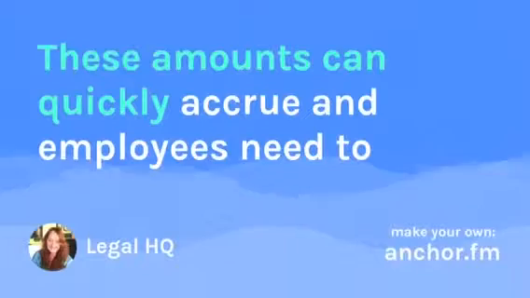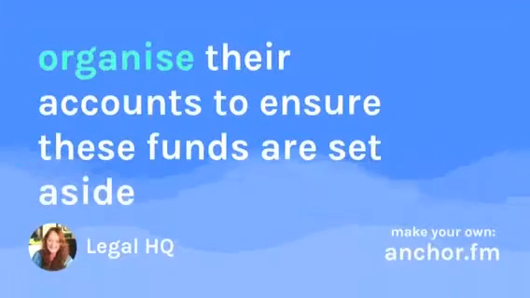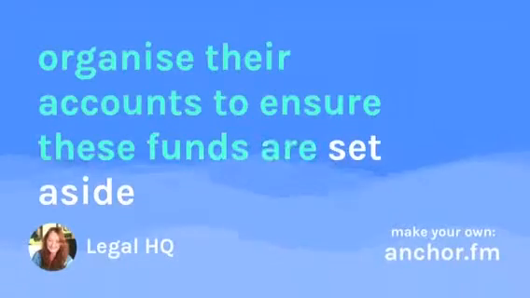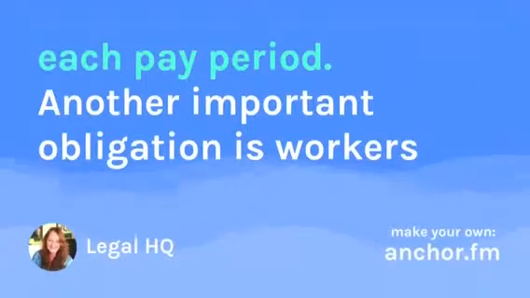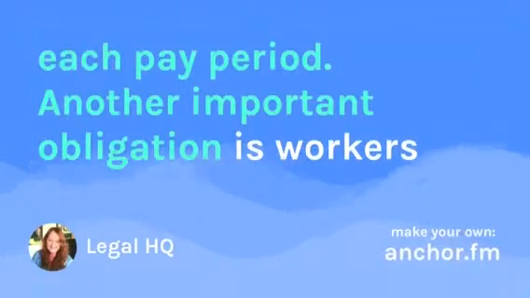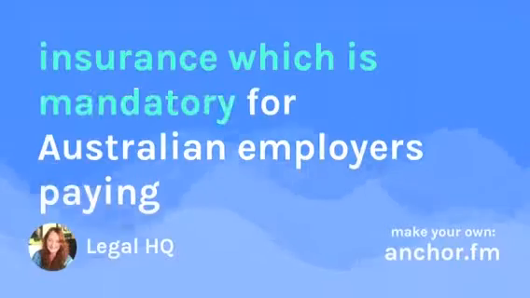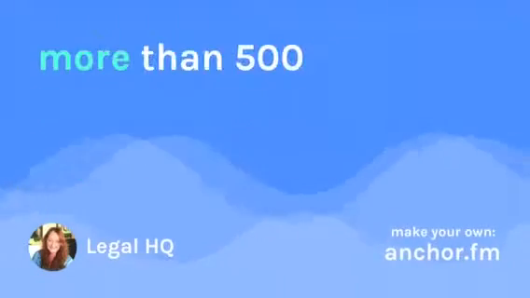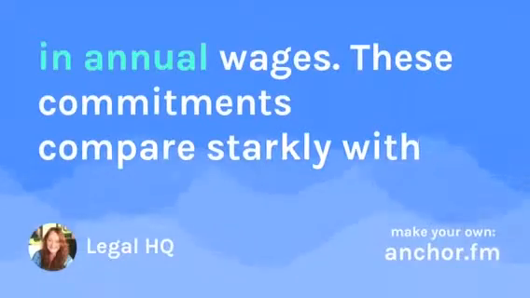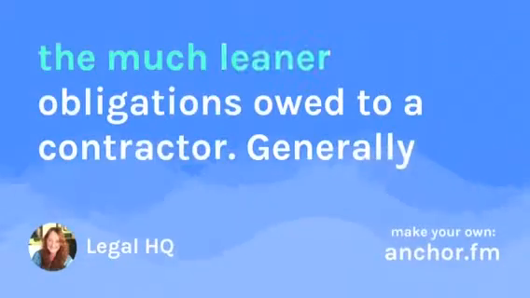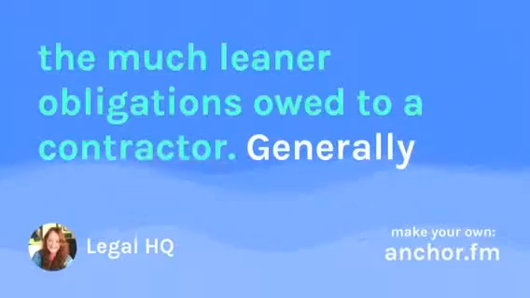These amounts can quickly accrue, and employers need to organise their accounts to ensure these funds are set aside each pay period. Another important obligation is workers' insurance, which is mandatory for Australian employers paying more than $7,500 in annual wages. These commitments compare starkly with the much leaner obligations owed to a contractor.